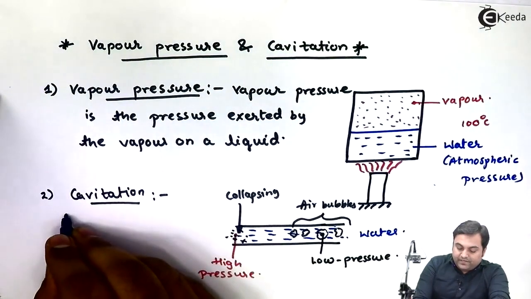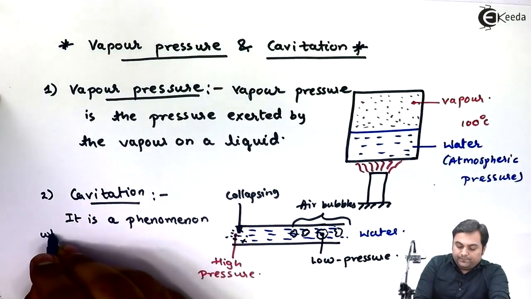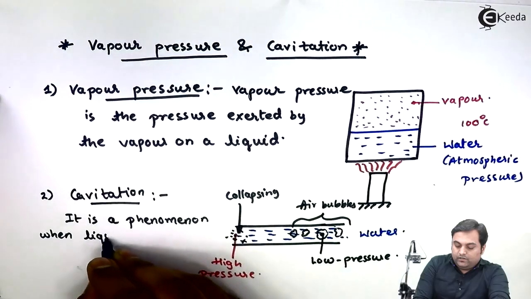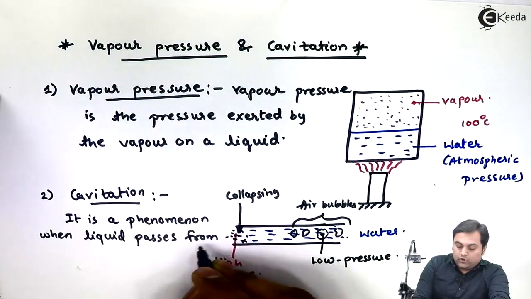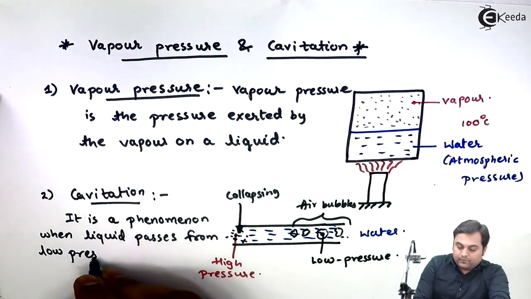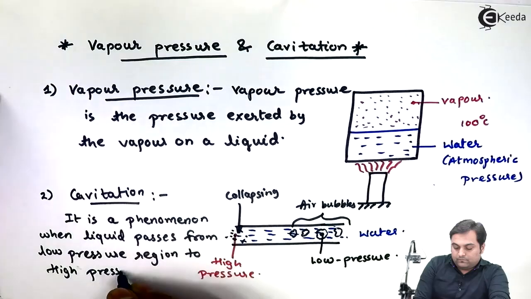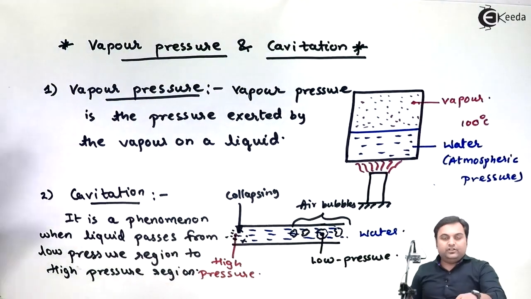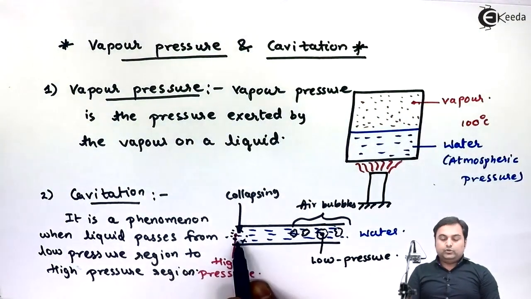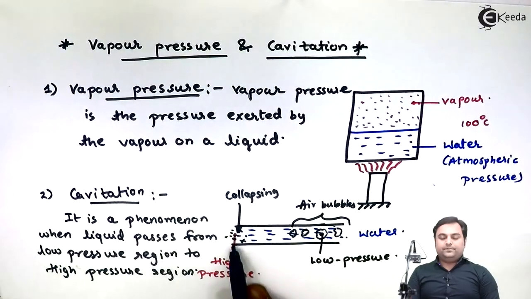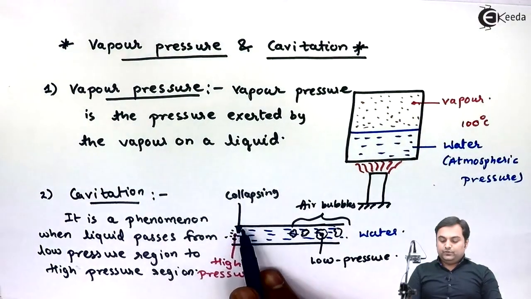So cavitation is a phenomenon when liquid passes from low pressure region to high pressure region. There is collapsing of the bubbles, and because of this collapsing, there is pitting action, or we can say there would be small holes produced on the walls.